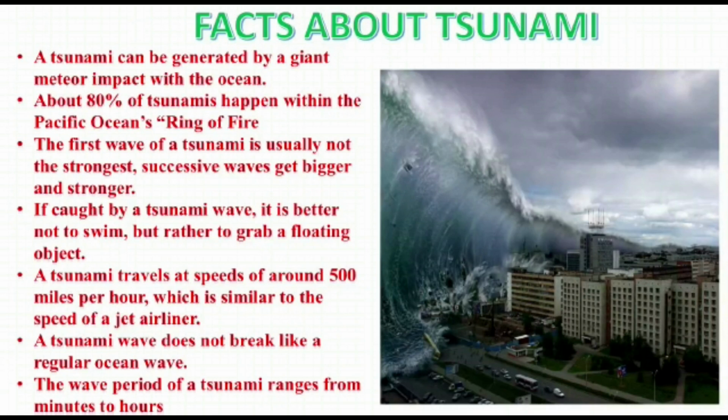Facts about tsunami. A tsunami can be generated by a giant meteor impact with the ocean. About 80% of tsunamis happen within the Pacific Ocean's ring of fire. The first wave of a tsunami is usually not the strongest. Successive waves get bigger and stronger. If caught by a tsunami wave, it is better not to swim, but rather to grab a floating object.